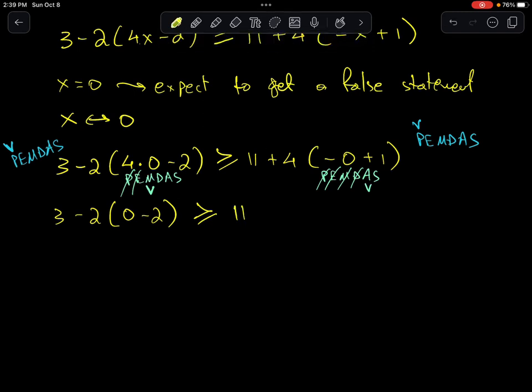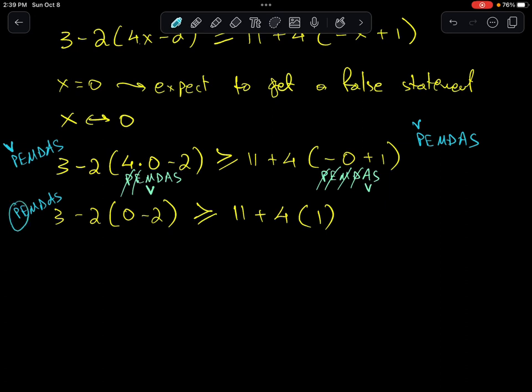11 is going to drop, plus drops, 4 drops, times drops. I'll put a parenthesis just in case I forgot to put the times. Let's put a parenthesis. What's -0 plus 1? Well, -0 is just 0, plus 1 is plus 1, and I'm just going to write 1. Okay. Now let's go to the left hand side and do a new PEMDAS.